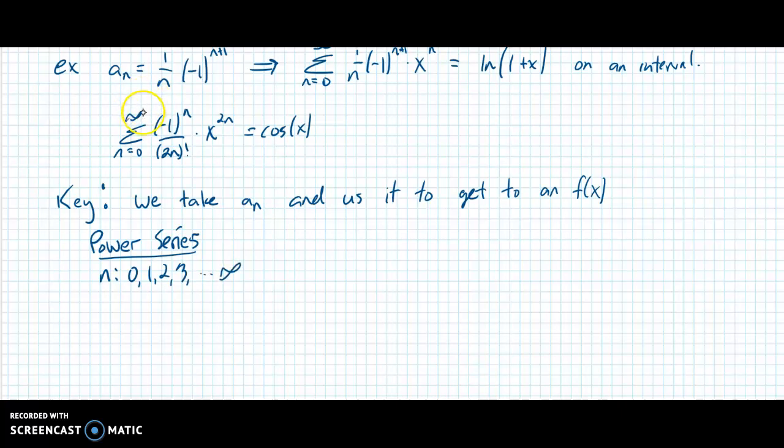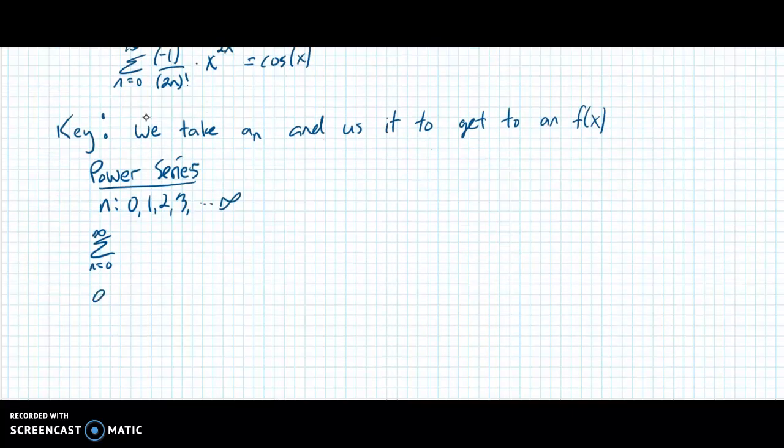The next thing is a summation, the sum from n equals 0 to infinity. The next thing it has is an a sub n, and that's always paired with the x to the n. And the final form of a power series is the sum from n equals 0 to infinity of a sub n times x to the n.